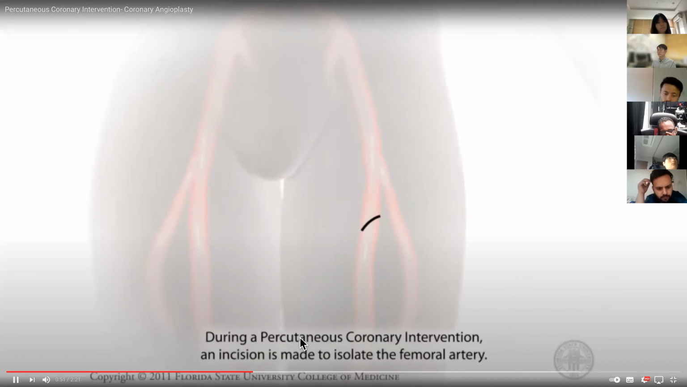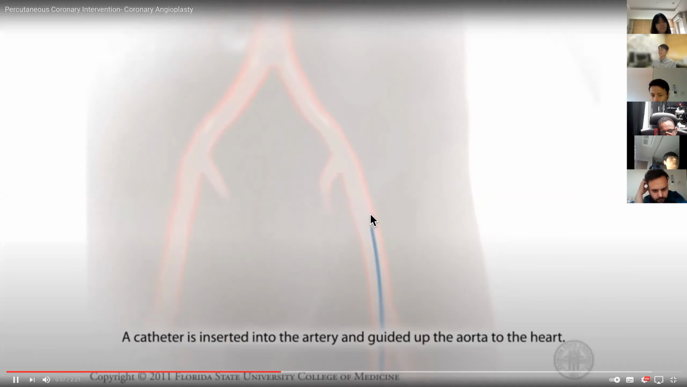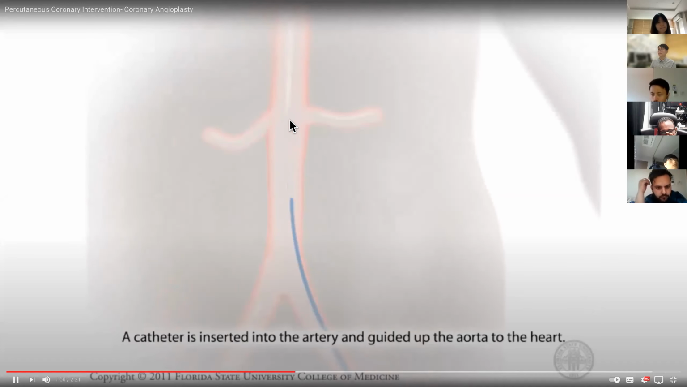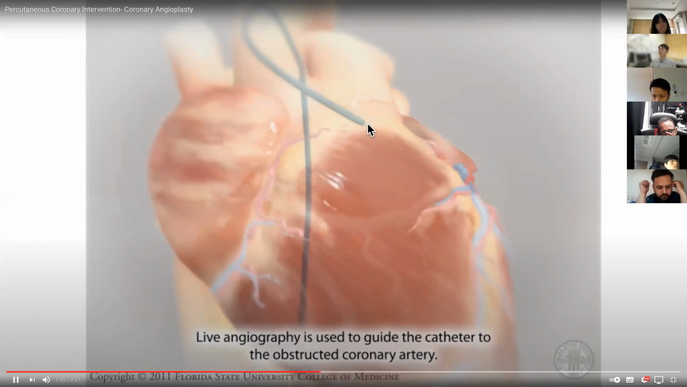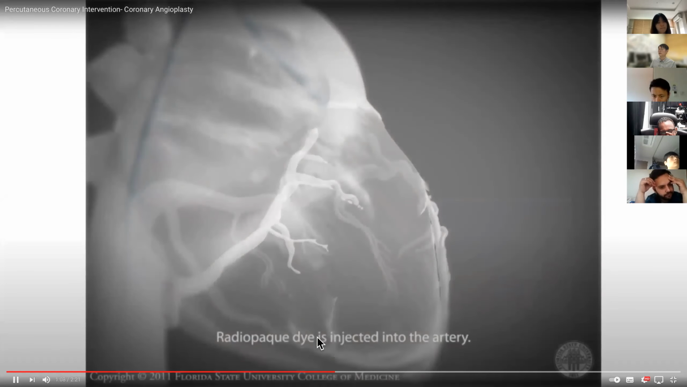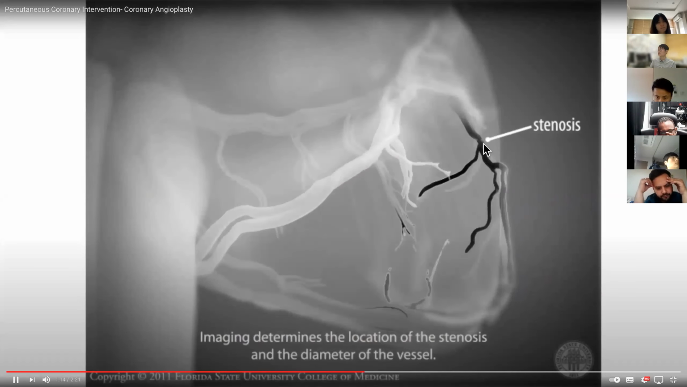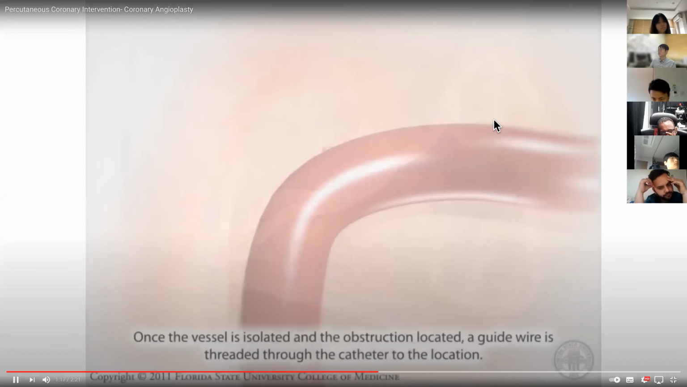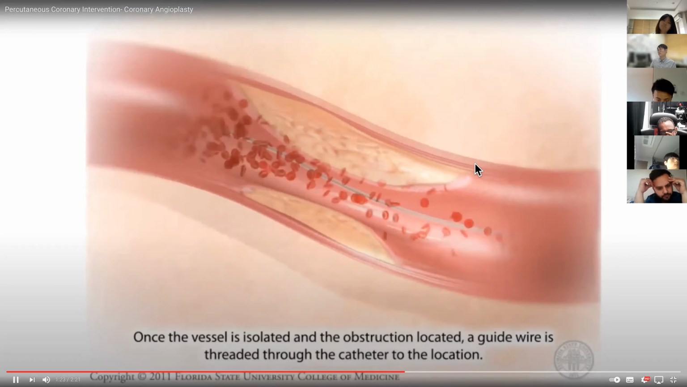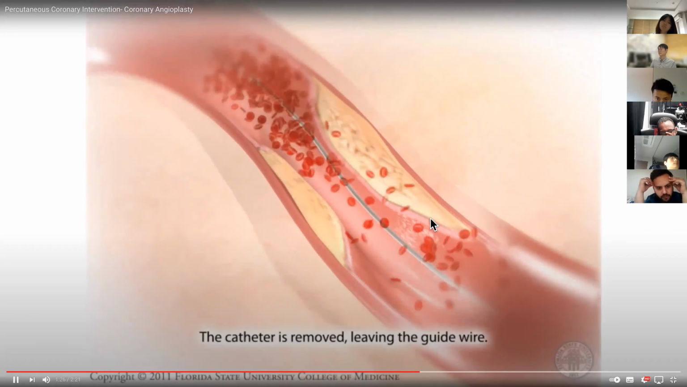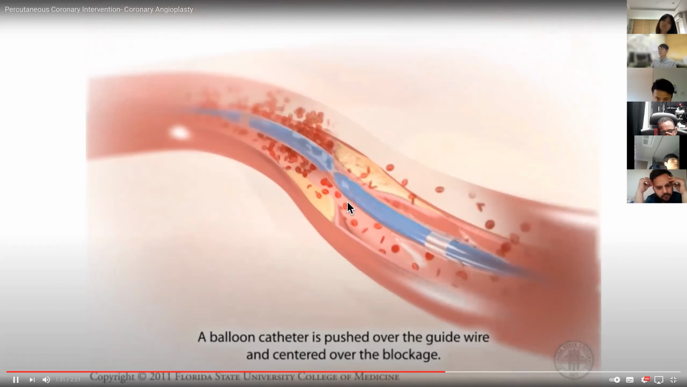During a percutaneous coronary intervention, an incision is made to isolate the femoral artery. A catheter is inserted into the artery and guided up the aorta to the heart. Live angiography is used to guide the catheter to the obstructed coronary artery. Radiopaque dye is injected into the artery. See this. Imaging determines the location of the stenosis and the diameter of the vessel. Once the vessel is isolated and the obstruction located, a guide wire is threaded through the catheter to the location. The catheter is removed, leaving the guide wire.